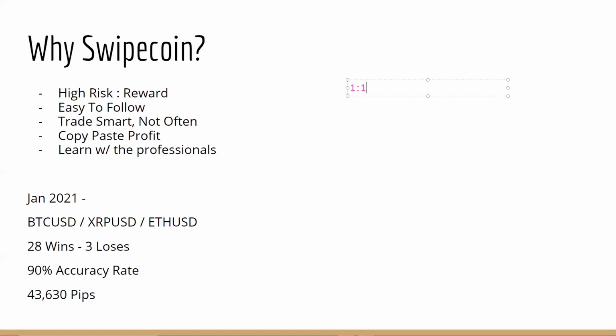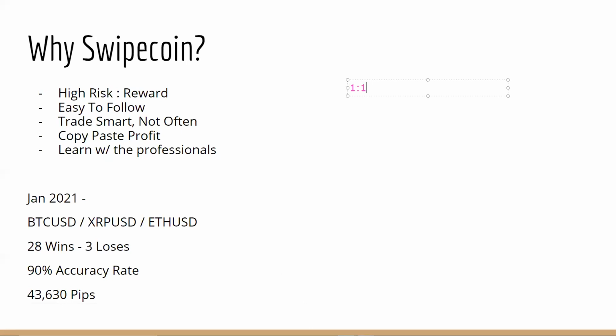Why would I want to risk my hard-earned money to go ahead and make the same amount? It just doesn't make sense, because that way you have to be winning at least 60% of the trades. Now, of course, Swipecoin's trades are in the high 70 to 80 to 90% accuracy. But what I want you to understand is the high risk rewards.